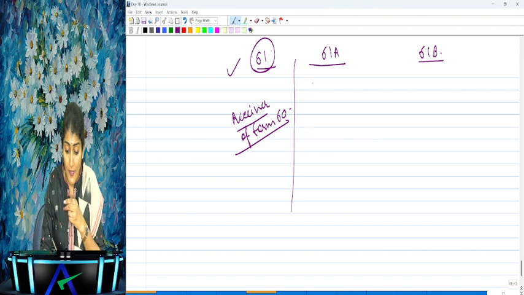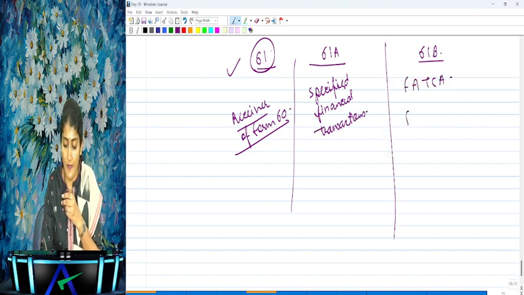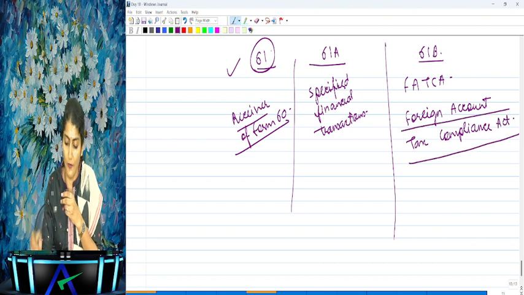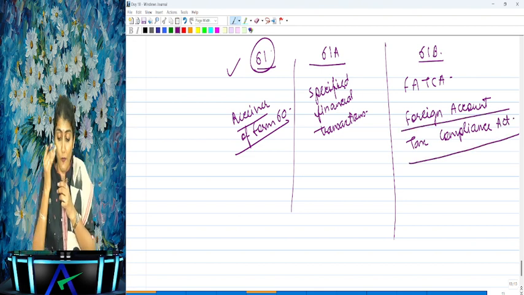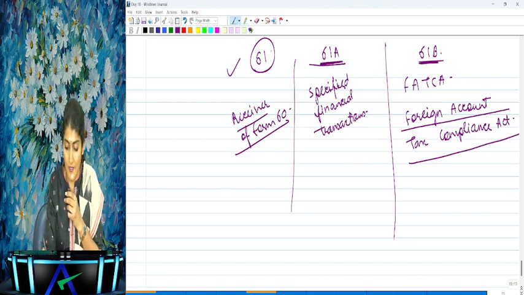Then 61A, when you enter into certain specified financial transactions, like, you know, above 10 lakh, the buyback of shares and all, when you enter into the specified financial transactions. And 61B is regarding the FATCA, that is the Foreign Account Tax Compliance Act, right? So whether the FATCA is applicable, and again whether the reporting has been done for the transactions accordingly, right? So form 61, 61A and 61B.